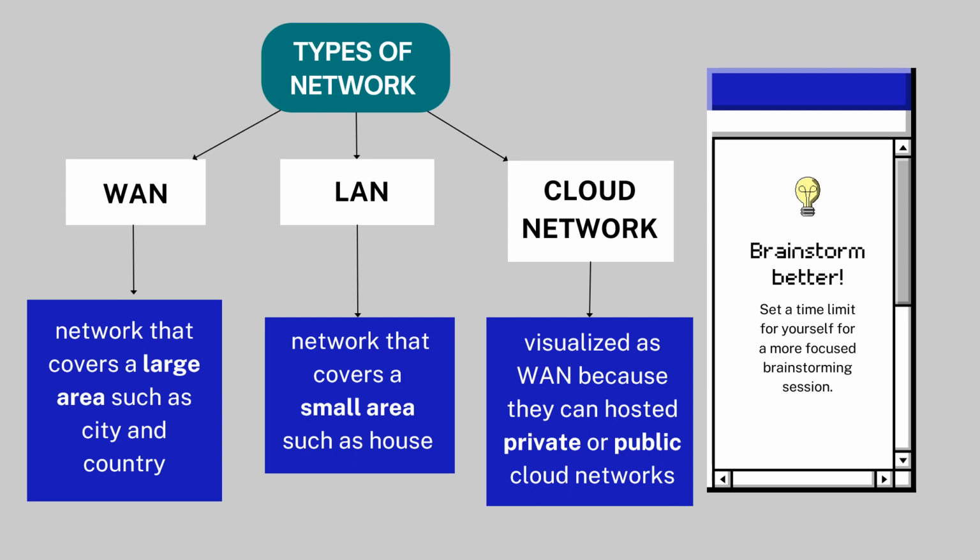Move forward, there are actually 3 types of network in this world: WAN, LAN, and cloud network. Let me explain to you what it means for each types. Okay, so firstly, WAN. WAN means a network that covers a large area such as city and country. Different from LAN, which is a network that covers a small area such as houses. Next is cloud network. It visualized as WAN because they can hosted private or public cloud networks.